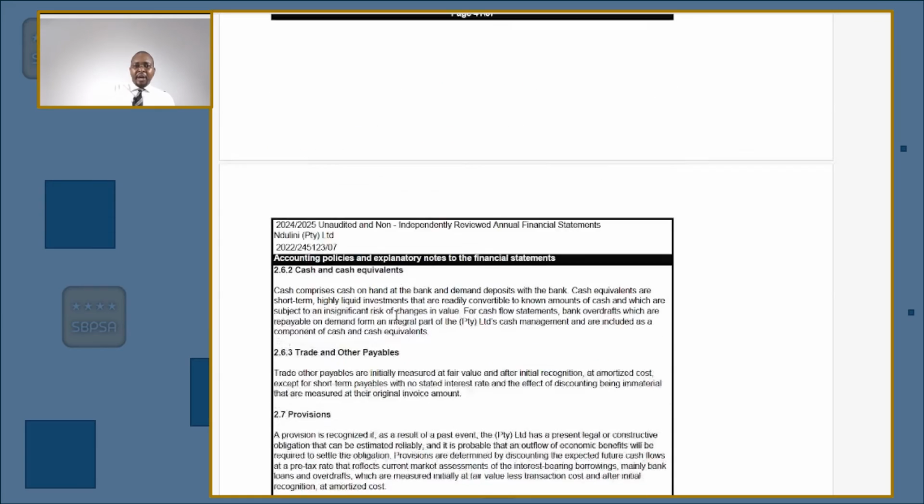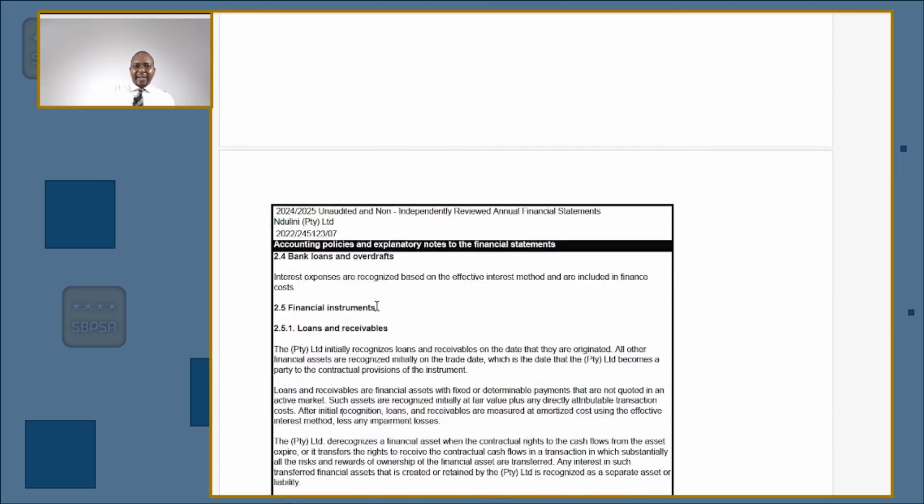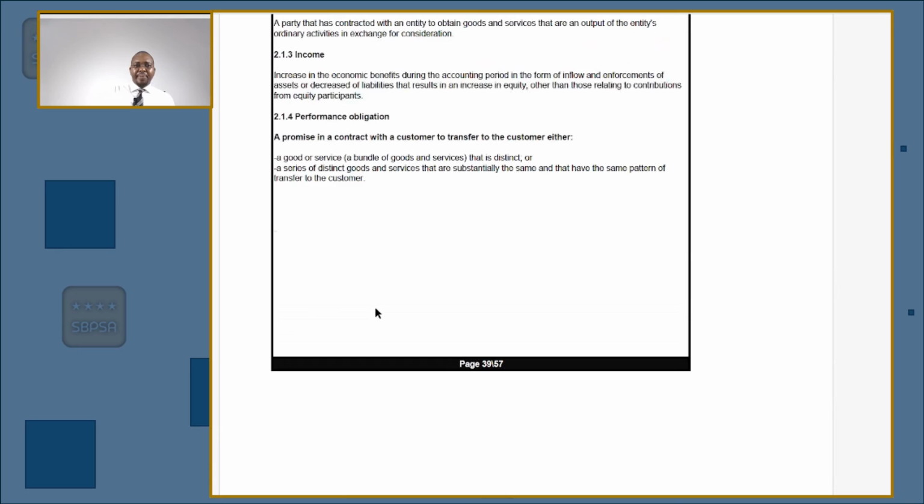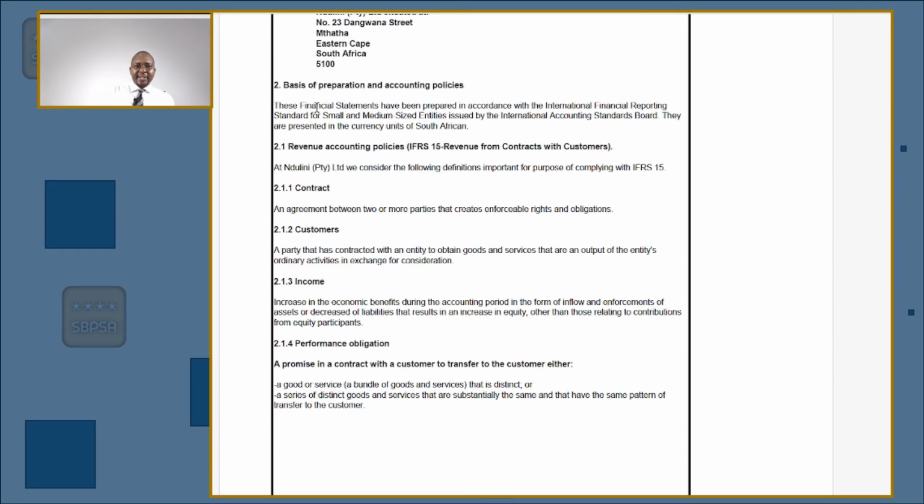Okay, I want us to go back here and find out if these financial statements are prepared in terms of what he says. He says that these financial statements have been prepared in accordance with the International Financial Reporting Standards for Small and Medium-Sized Entities. Is this true? That's what we're trying to find out. Is this true? And if it's not true, how do we know? And if it's true, how do we know?